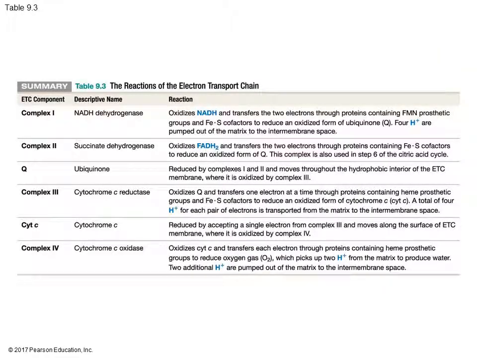So it tells you the enzymes that are used in each of the complexes, but to be honest, this information will not be included on the test.